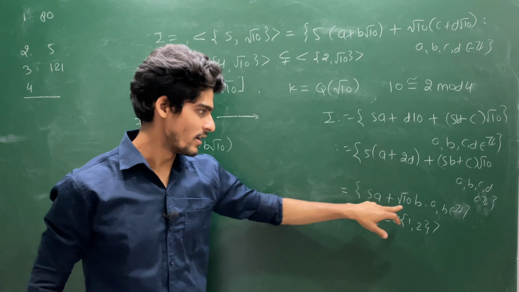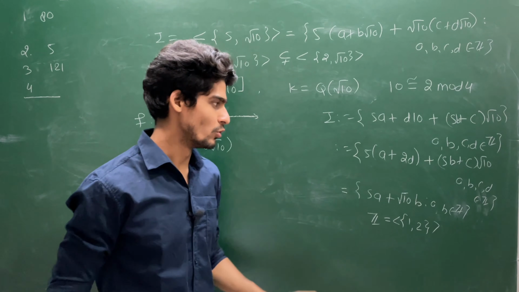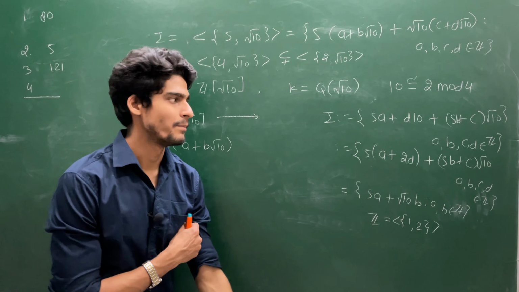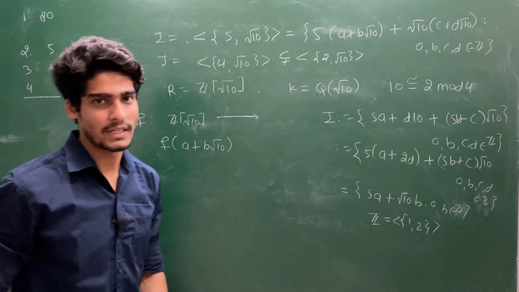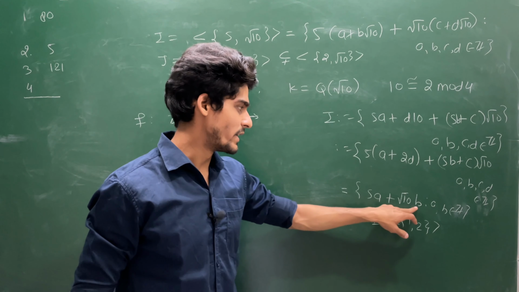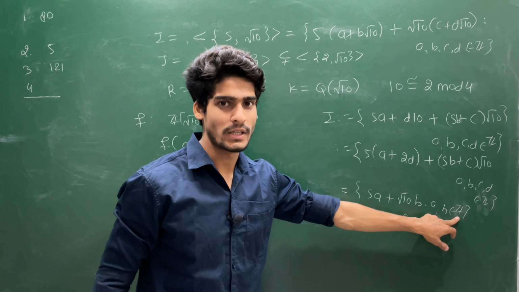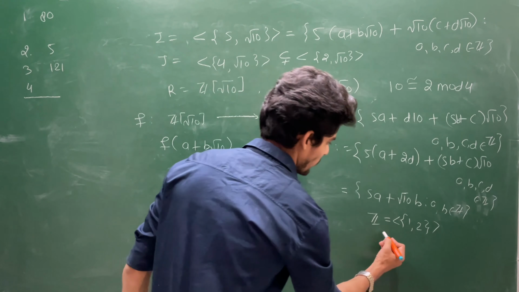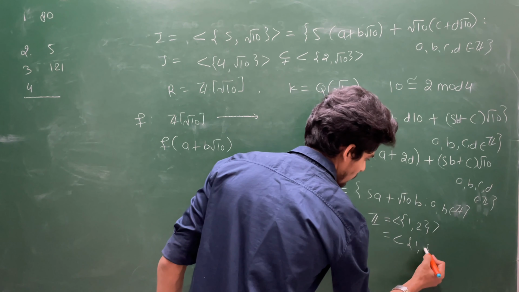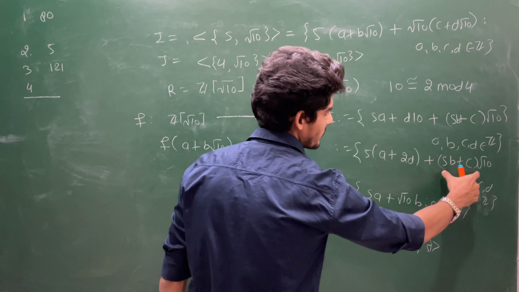So I am writing 5a where a is coming from z. Sorry for the wrong comment. Similar argument here, 5b plus c can generate whole of your z. So I can write 5a plus root 10b where a, b are coming from z. You can also use this for this section.